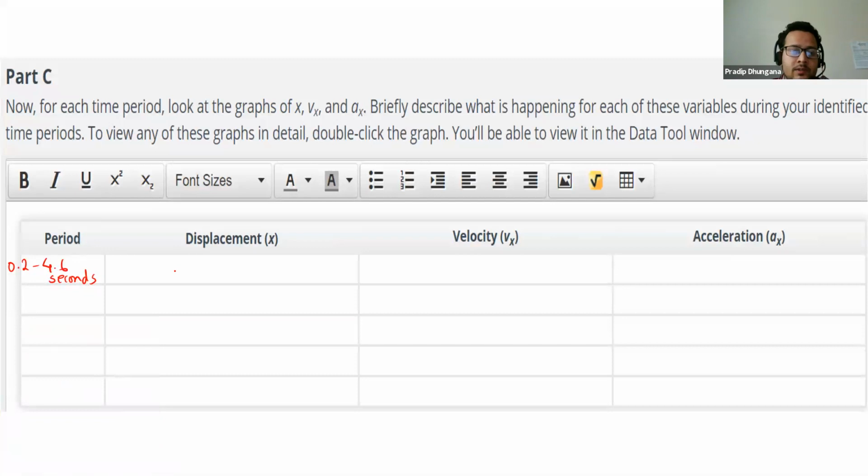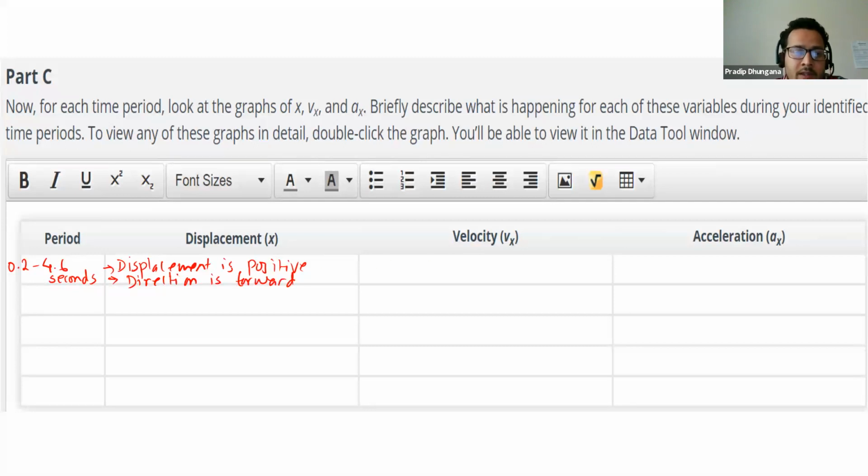Okay, displacement. I'll write displacement is positive. And direction is forward. Okay, displacement is positive. You can write another bullet: direction is forward.